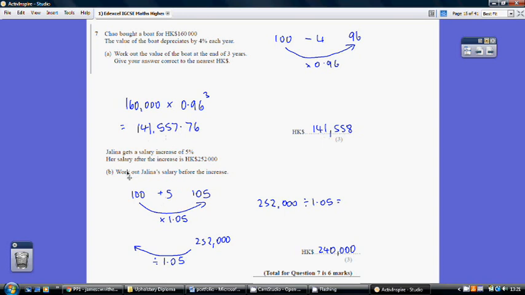141,558. Now for part B, Jalina gets a salary increase of 5%. So if we had 100 to start with, we're getting an extra 5%, a plus 5, giving us 105. So our multiplier to generate a 5% increase is 1.05. Now the salary increases to 252,000. That is our salary after the 5% increase. So going back to the original salary, we've got to take our 252,000 and divide by 1.05, giving us 240,000.